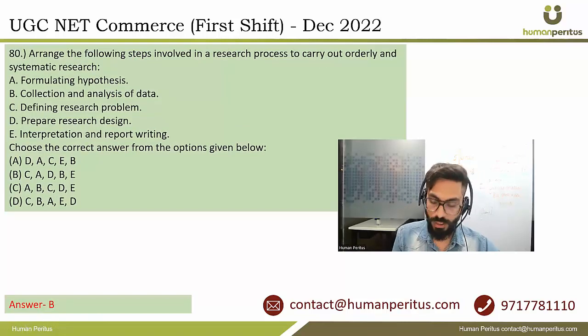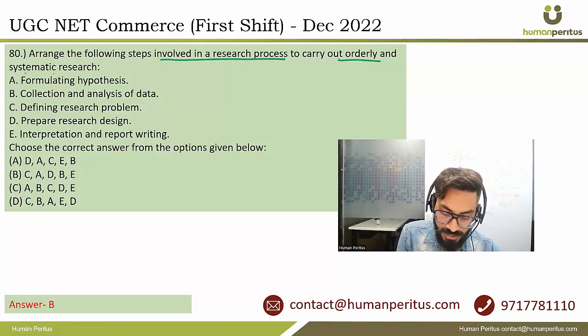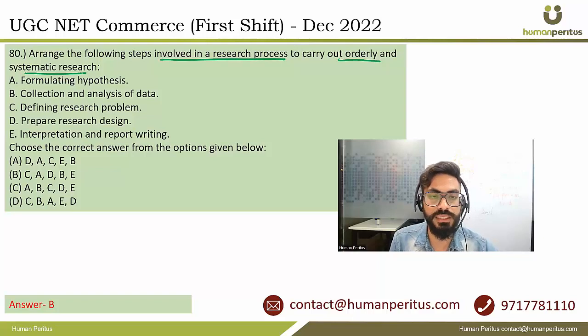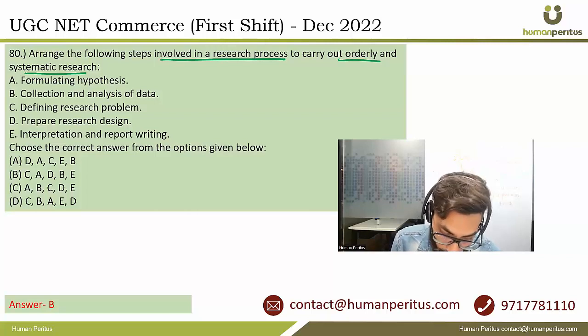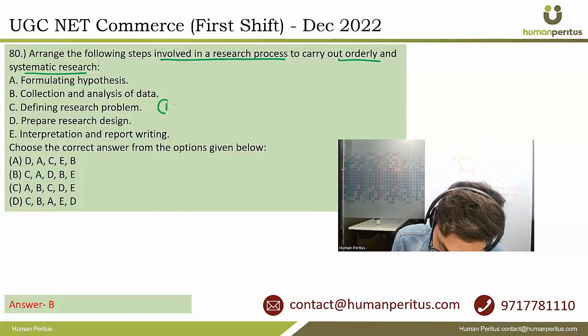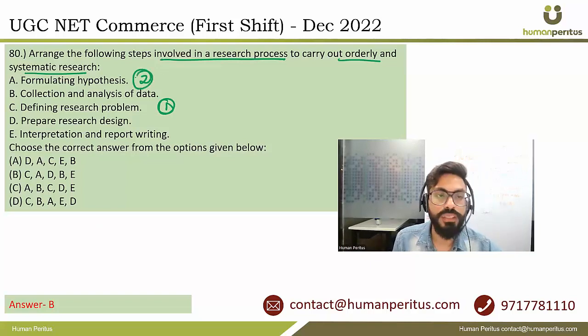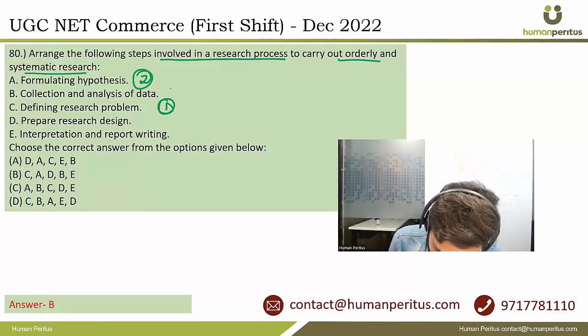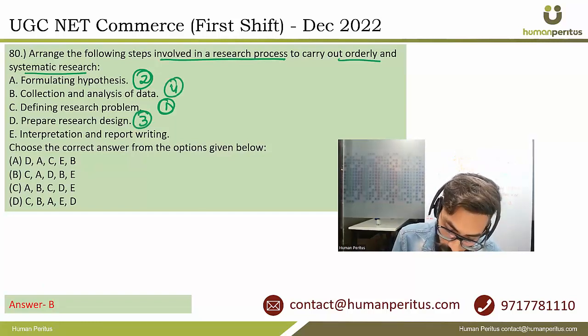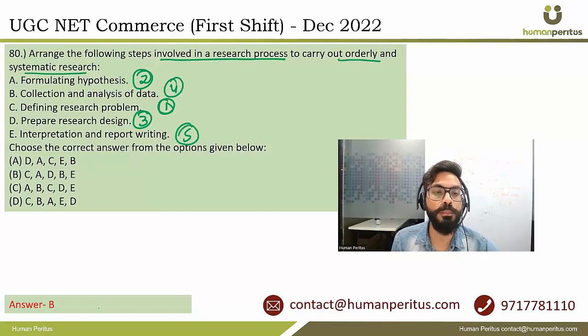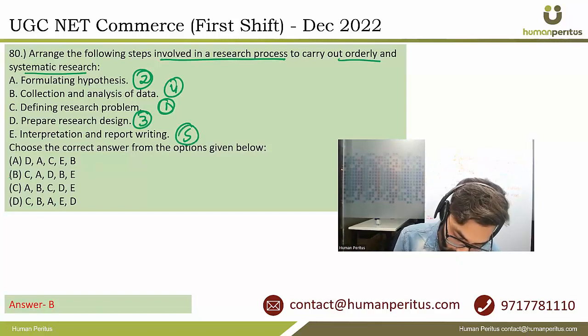The next one talks about the steps involved in research process to carry out orderly and systematic research. Very basic research methodology question. So what are the steps? What will be the actual first step? The first step will be defining the problem. Second will be formulating the hypothesis. Then you do need to prepare a research design, collect information, finally do the report writing. So the correct answer is B.